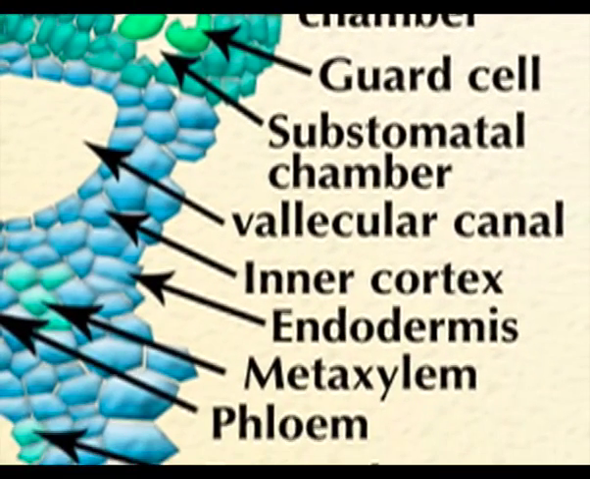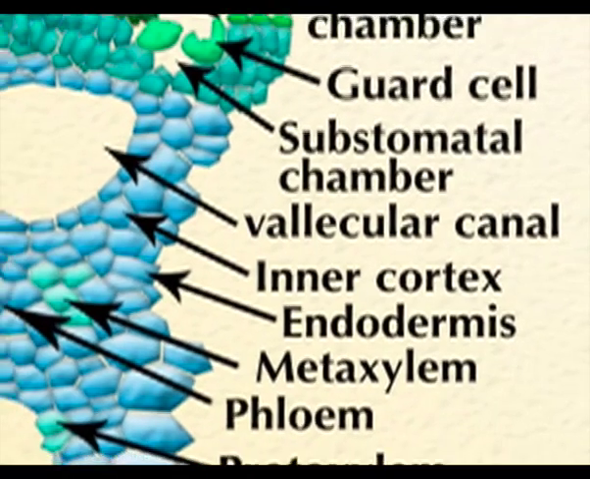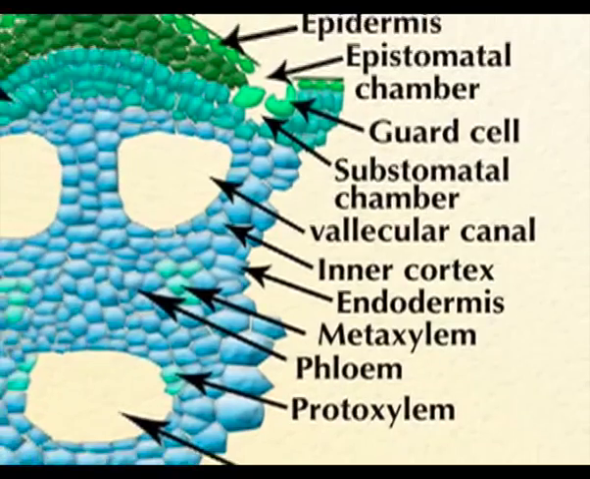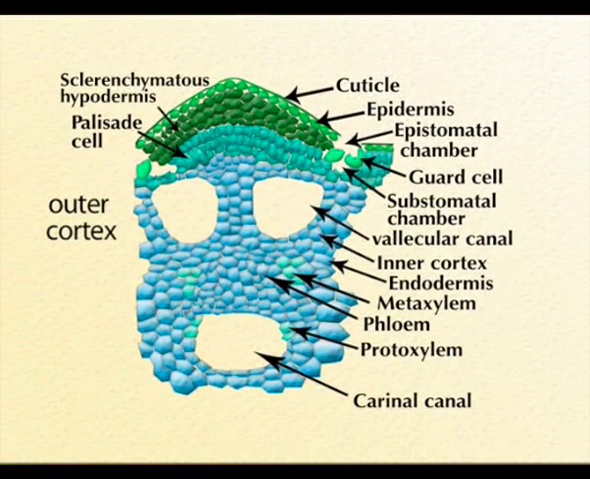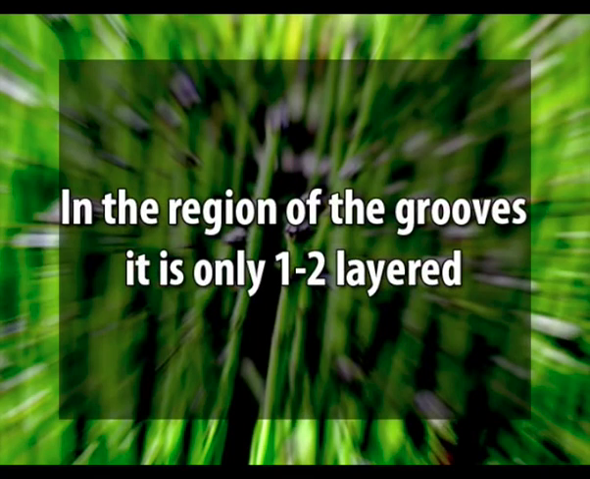The cortex is differentiated into an outer and an inner region. The outer cortex consists of sclerenchymatous and chlorenchymatous cells. The sclerenchyma lies just below the epidermis and provides mechanical strength to the shoot. It is many layered below the ridges, but in the region of grooves, it is only 1 to 2 layered.